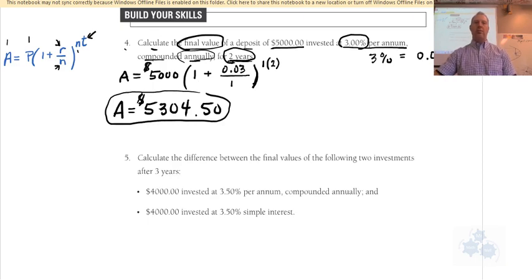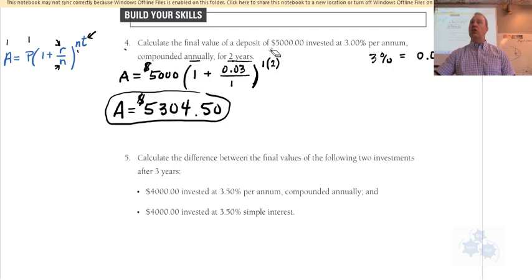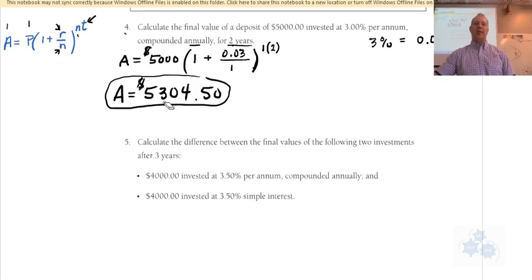Okay. So let's read the question again. Make sure we've got this correct. Calculate the final value, that's A, of a deposit of $5,000, that's the principal, invested at 3% per year, so that's 0.03 as a decimal right here. Compounded annually, so that's 1 time per year, for 2 years, so that's 1 time per year times 2 years. So this exponent here, NT, is the total number of compounding periods. It's the total number of times this interest is calculated for the whole entire term. Okay, and you should get 5,304.